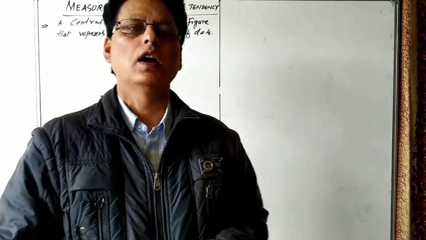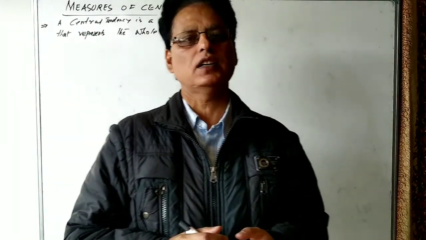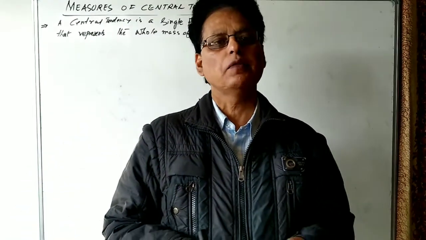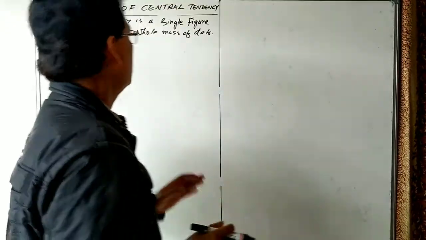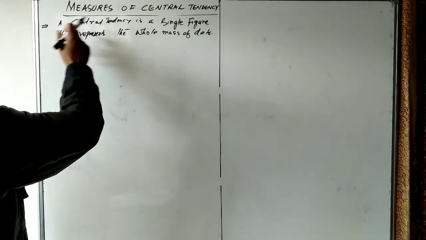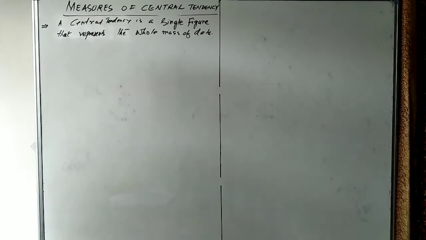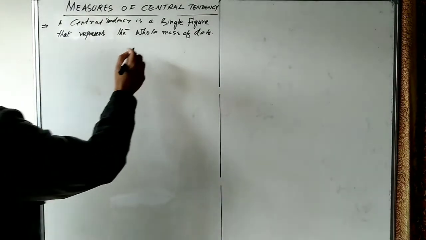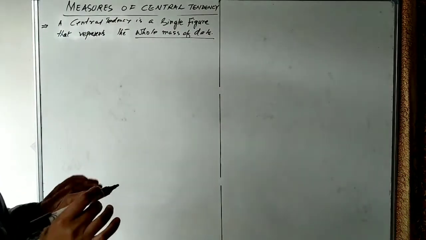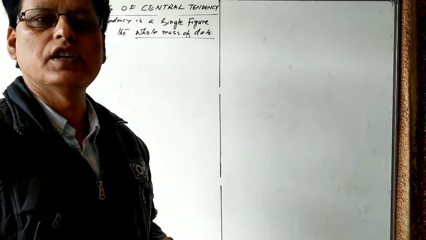The most common measure of central tendency is the mean, or the arithmetic mean, or the average. I have already written that central tendency is a single figure that represents the whole mass of data. It means a single figure that represents the whole mass of data.